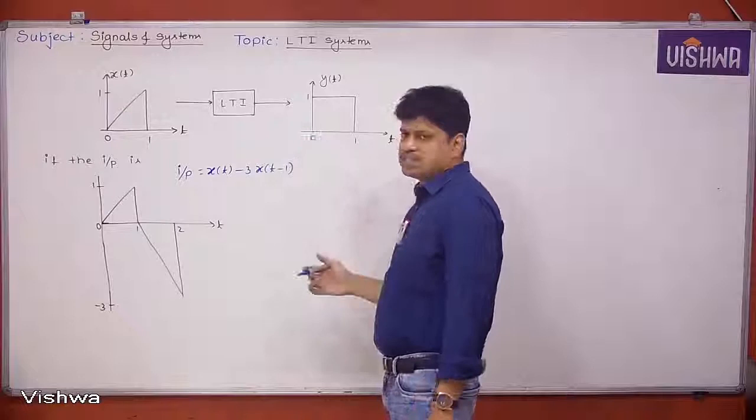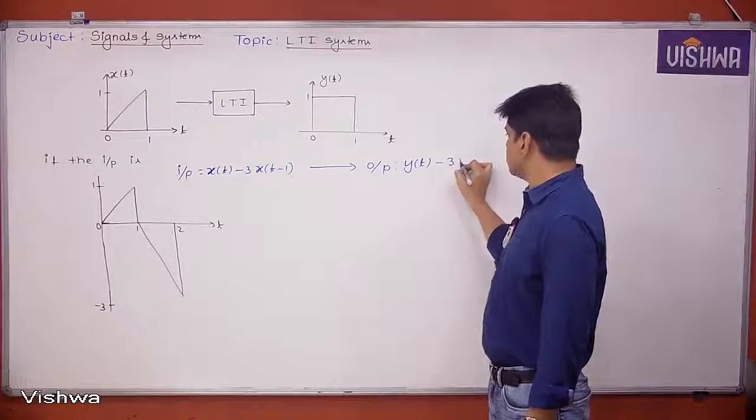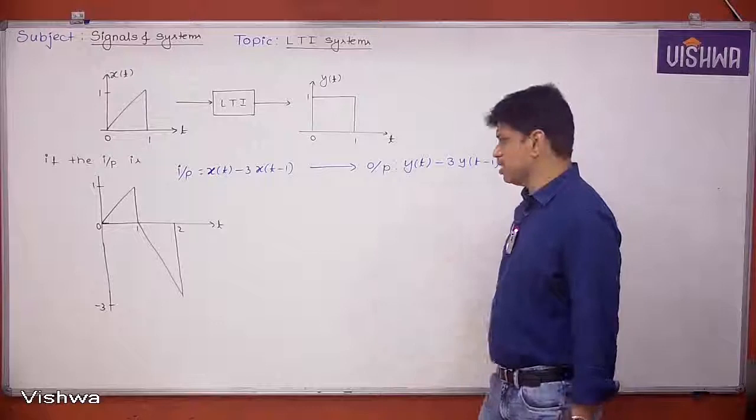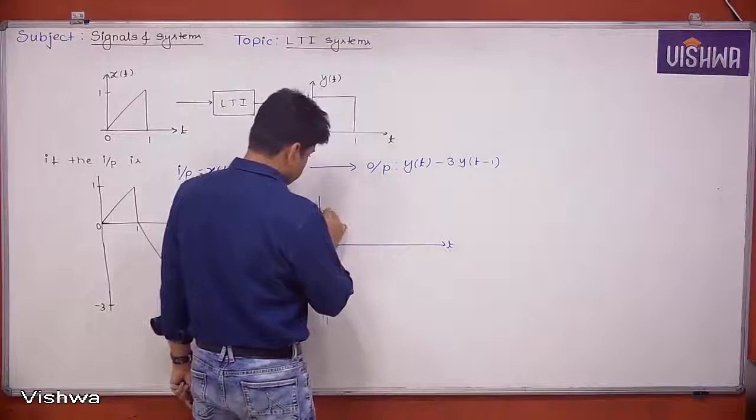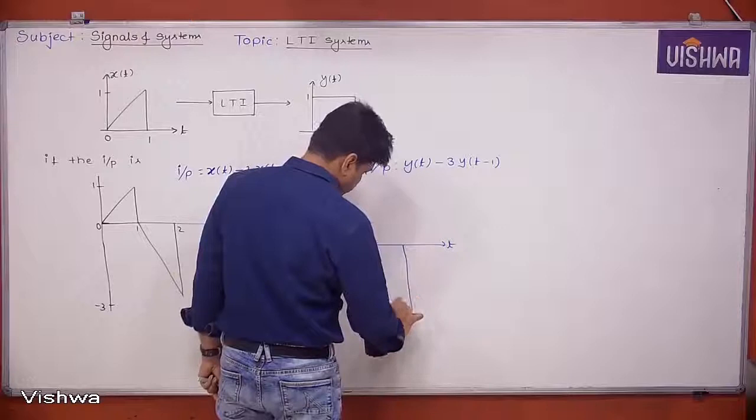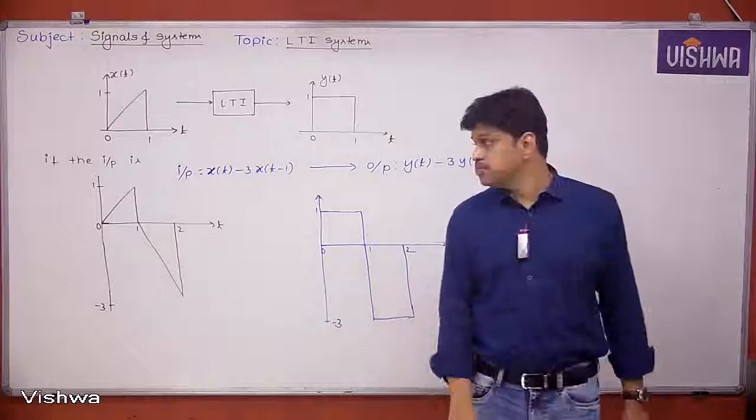Output must be y of t minus 3 y of t minus 1. So the same thing, we have to write y of t exactly the same way, shift it by 1 unit and multiply with minus 3. So we are going to get the output in a form like this. From 0 to 1 it is 1, and from 1 to 2 it is going to be minus 3. So this is the output we are going to get. Okay, take it.